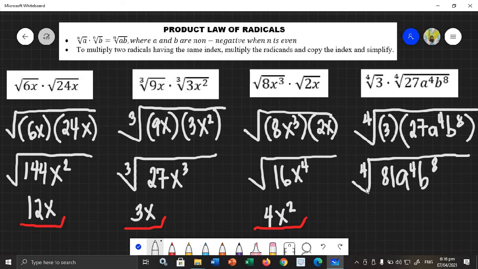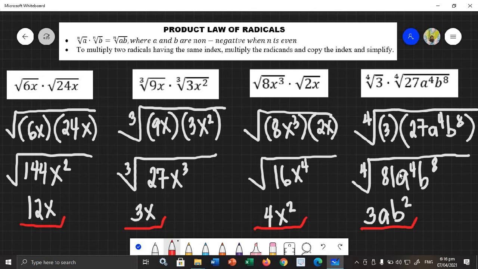The fourth root of 81 is 3. Because 3 times 3 times 3 times 3, the answer is 81. Okay? And then the fourth root of a to the 4th is a. The fourth root of b to the 8th power is b raised to the 2nd power. And this is now our answer. So that's it. That is how you apply the product law of radicals.